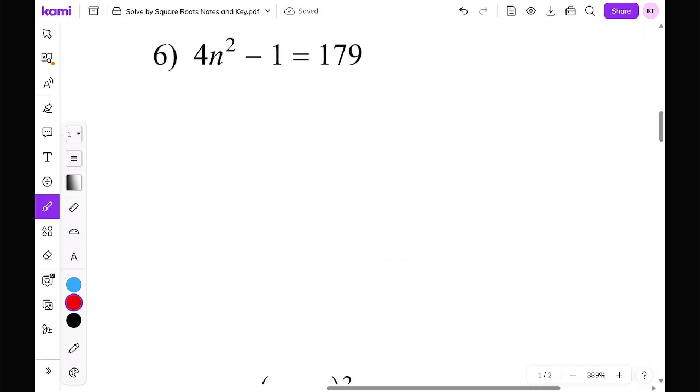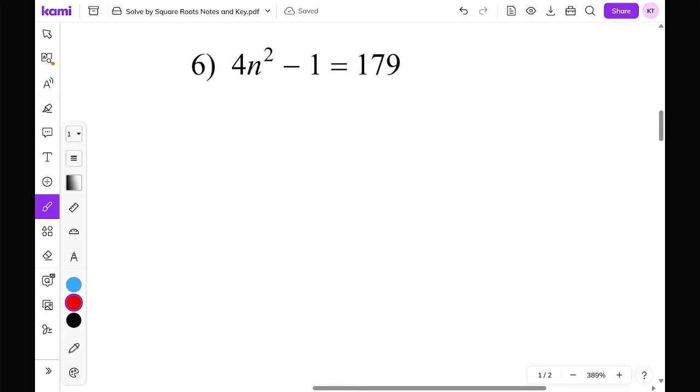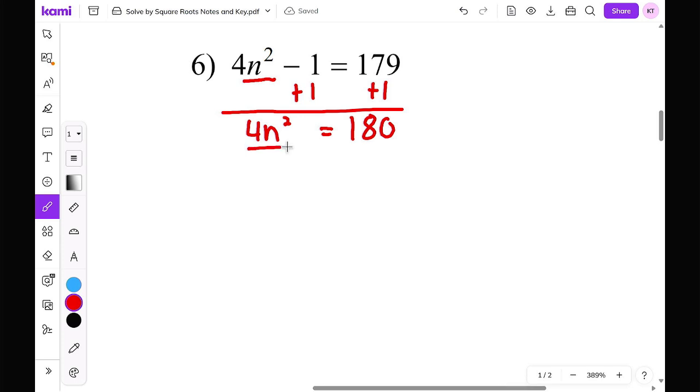Next up, we have number 6. So I have 4n squared minus 1 equals 179. Going to isolate my n squared. So I will get a 1 added on each side. I will get 4n squared is equal to 180. Divide both sides here by 4. And then I'll get n squared is equal to 45.